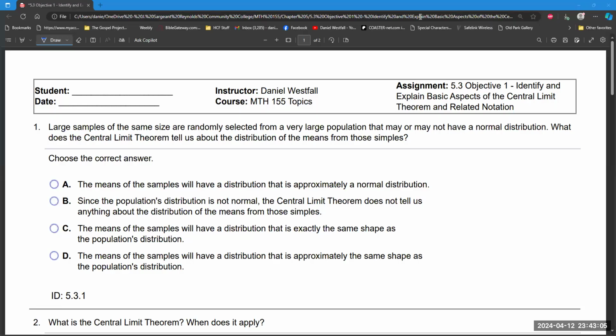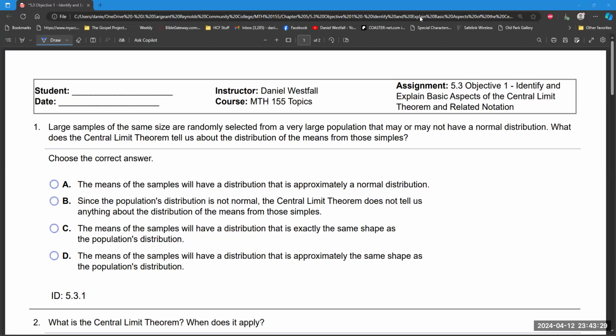In this video, we're going to talk about 5.3 Objective 1, where we identify and explain basic aspects of the central limit theorem and related notation. Question 1 says large samples of the same size are randomly selected from a very large population that may or may not have a normal distribution. What does the central limit theorem tell us about the distribution of the means from those samples?